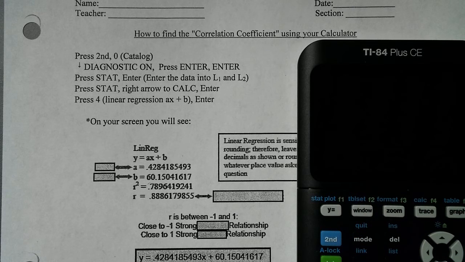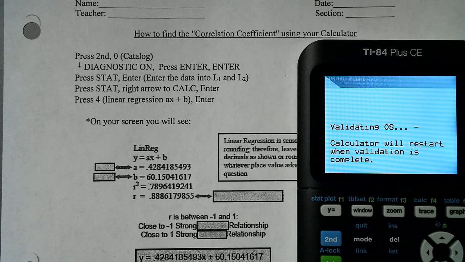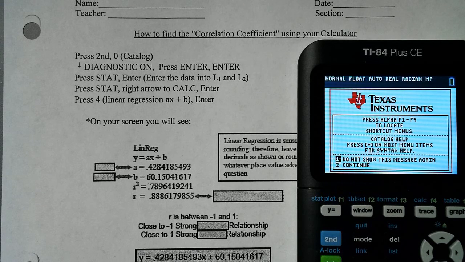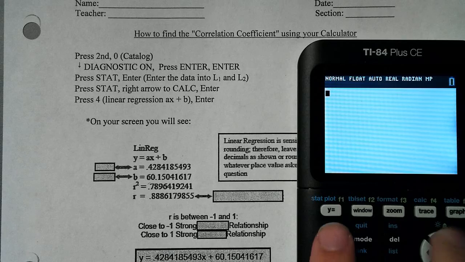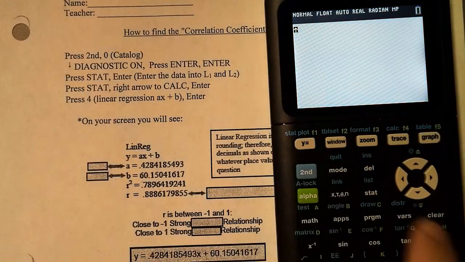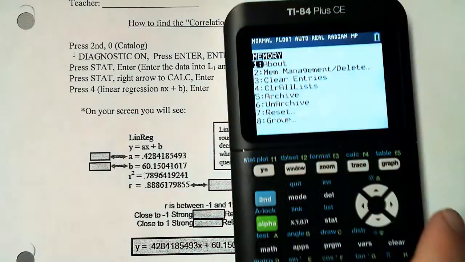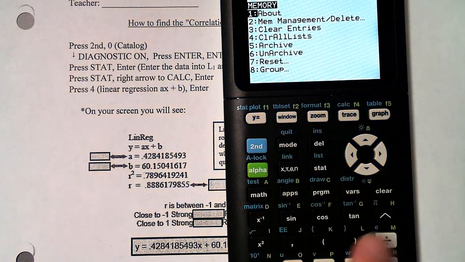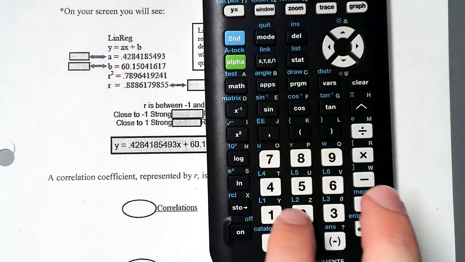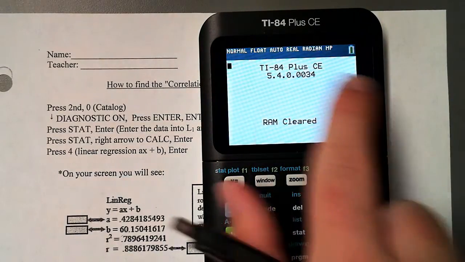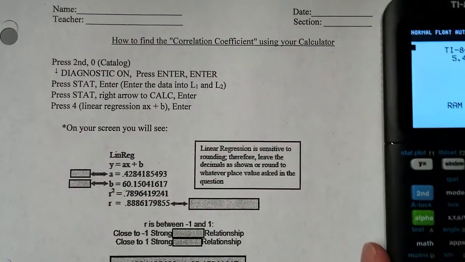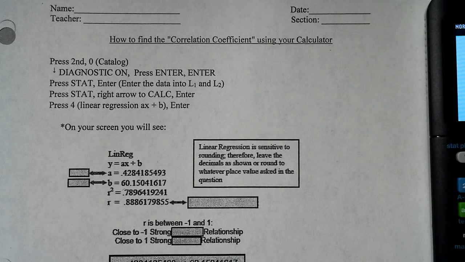So, let's learn it. Now, when we turn on our calculator, since a lot of other people will use the same calculator, the first thing we're going to do is push second, and then go down to the plus button where it says memory, and then you're going to see this menu, and you're just going to type in 712. And it's going to clear the RAM. So anybody who's entering information is going to reset the calculator, okay?